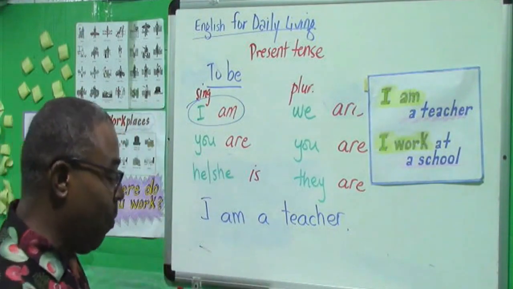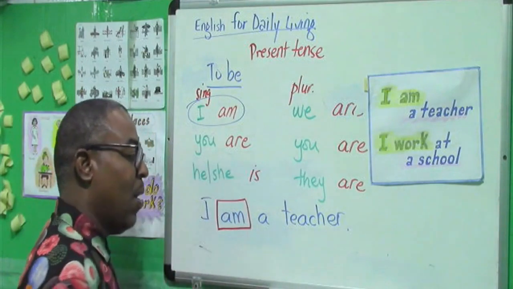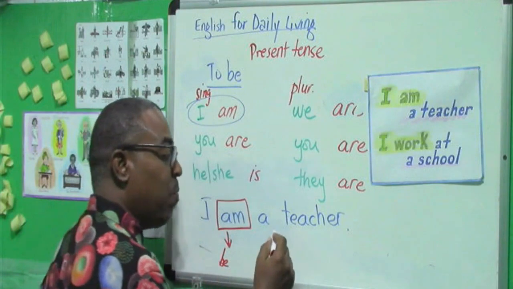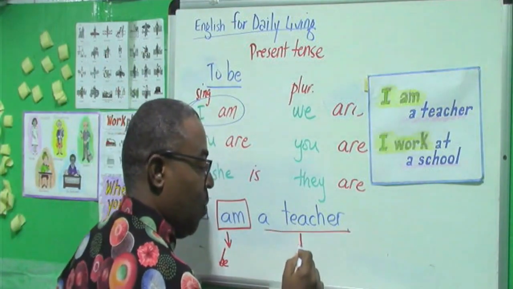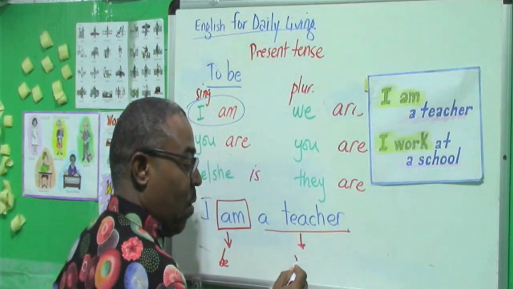So we have the verb to be in action. I am. Okay, so this is from the verb to be. And this part down here is the occupation. The noun, the profession, the occupation. Okay?